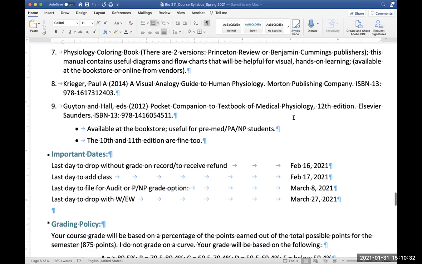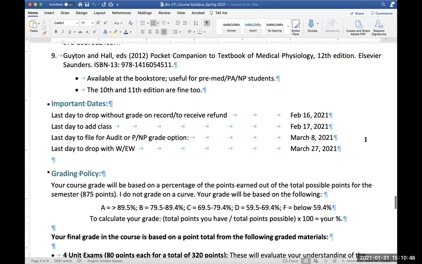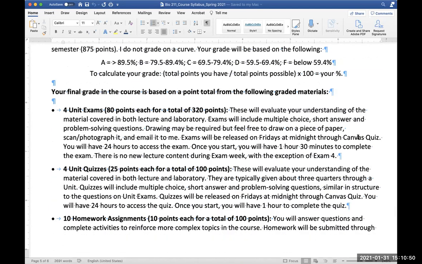Coloring books are good too, especially if you're a really visual person that likes to map out and draw concept maps. And well, hey, you can do it of the anatomy and function of the body as well. So here's our important dates, and then let's get to the grading material.